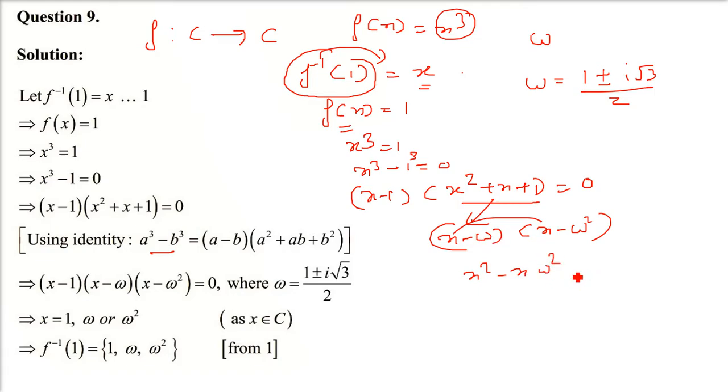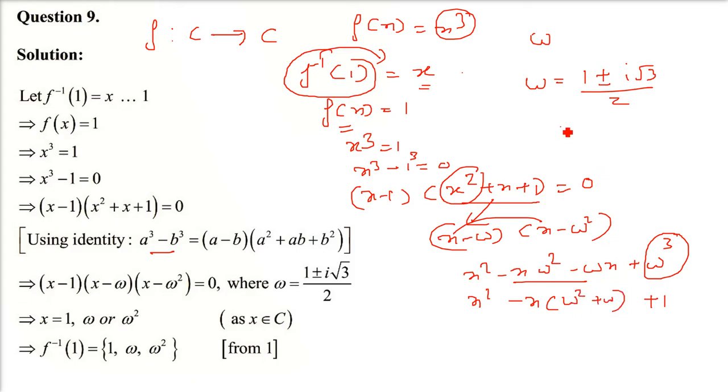So x square minus x omega square minus omega x plus omega cube. So we have x square. Here you have omega cube, and I told you omega cube is equal to 1. So what do you get inside? Taking x common, minus x times omega plus omega square, or omega square plus omega. I told you already 1 plus omega plus omega square is equal to 0, so omega plus omega square will be equal to negative 1. Putting negative 1 here, negative becomes positive, it will be x square plus x plus 1.